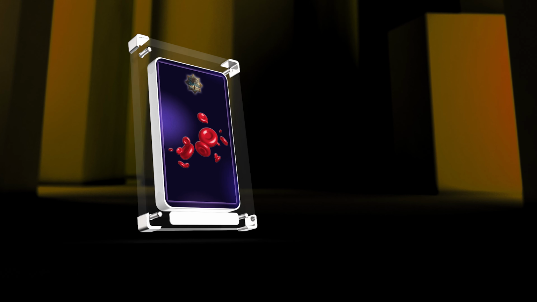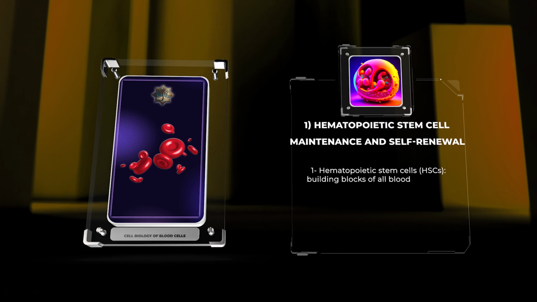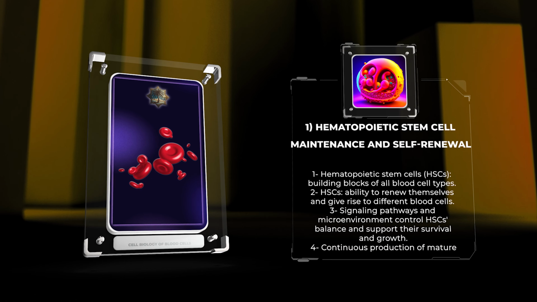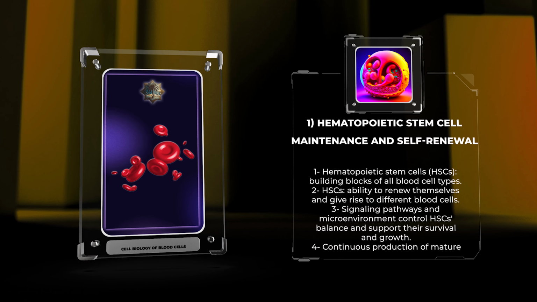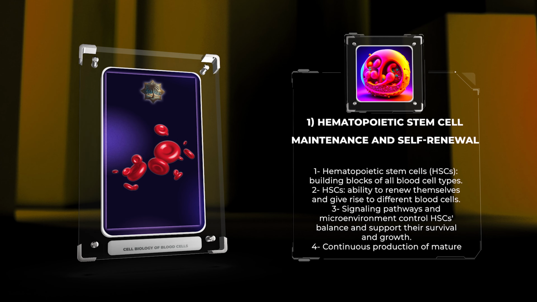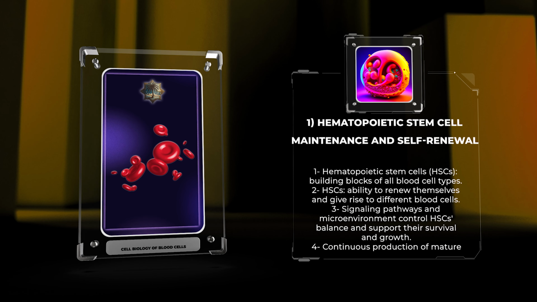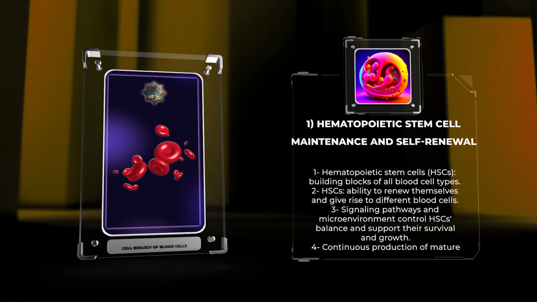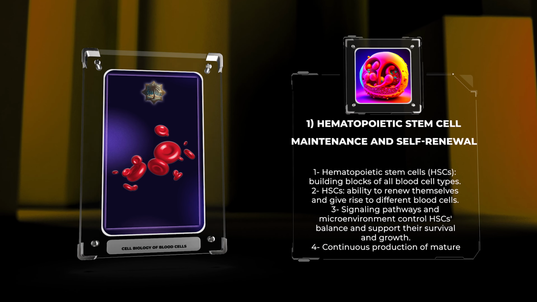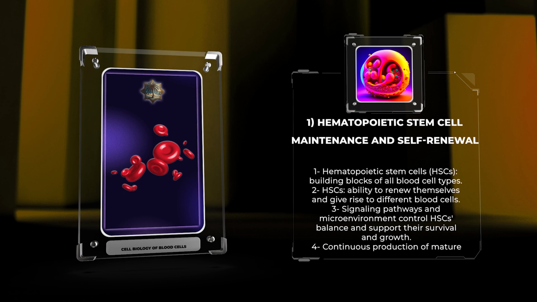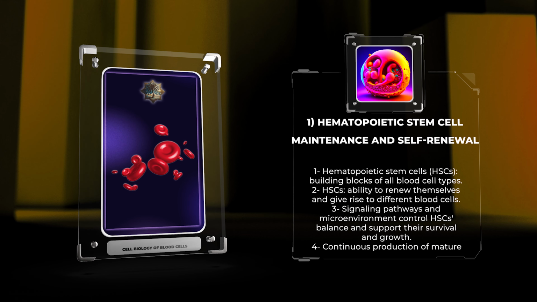Hematopoietic stem cells, HSCs, are the building blocks of all blood cell types. HSCs possess the unique ability to renew themselves while also giving rise to different types of blood cells. This balance is controlled by specific signaling pathways and the microenvironment around the cells, which provide necessary support for survival and growth. This complex process ensures the continuous production of mature blood cells throughout life.